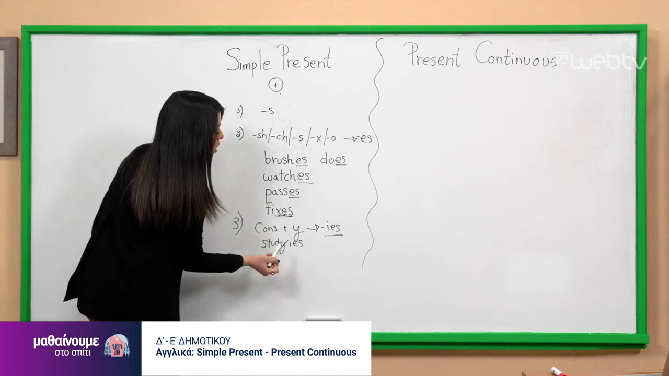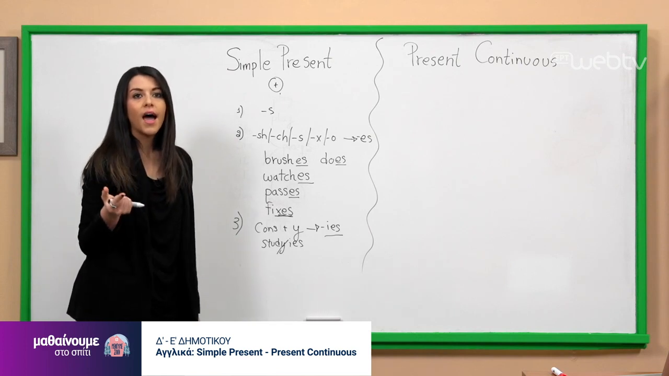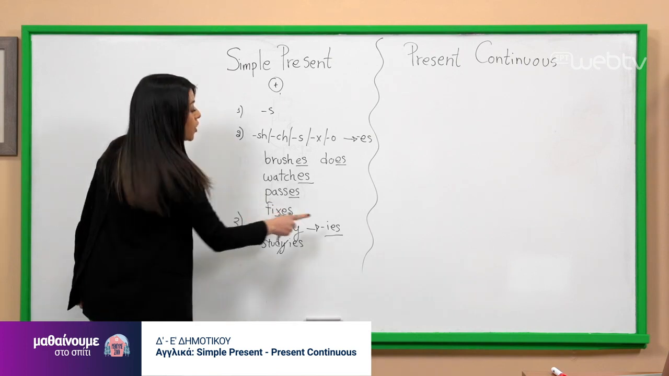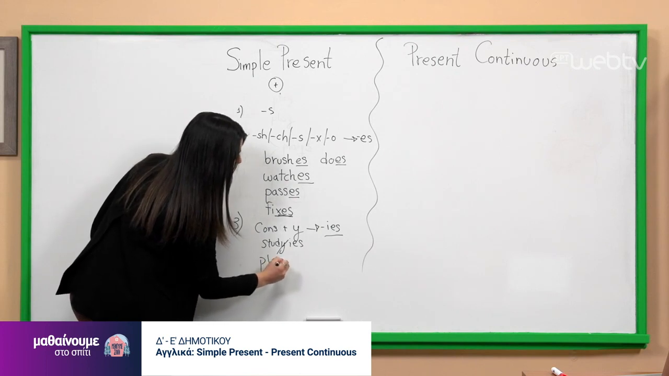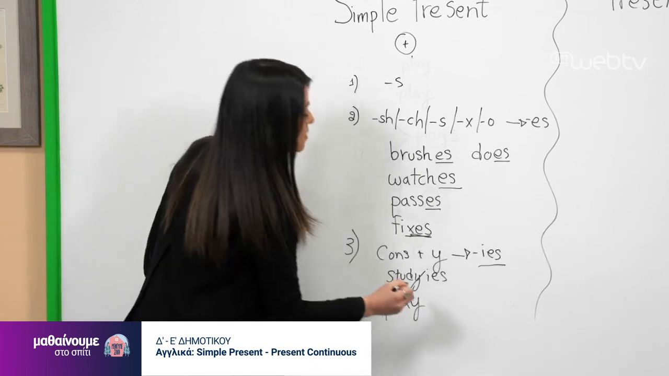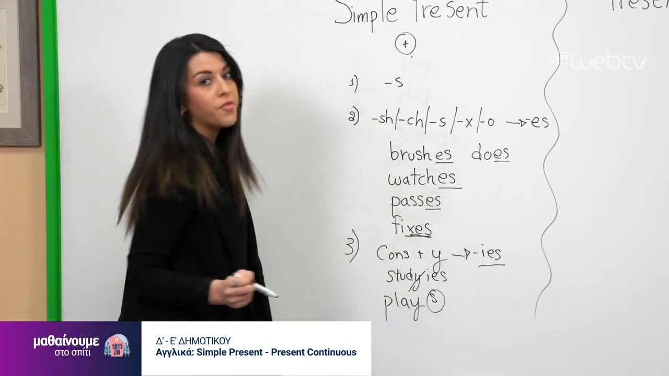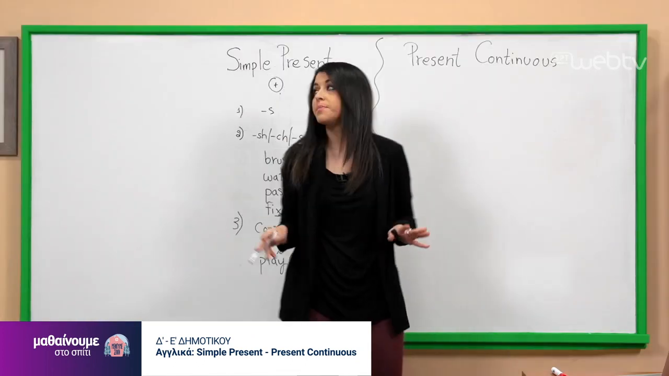Now, careful, if before the last letter we don't have a consonant and we have a vowel, so we have A, I, E, O, and U, we don't change it, like play. Look at this. Play has a vowel before Y, not a consonant. So we don't change it, we just put S, like before. So these are the three basic spelling rules of simple present.